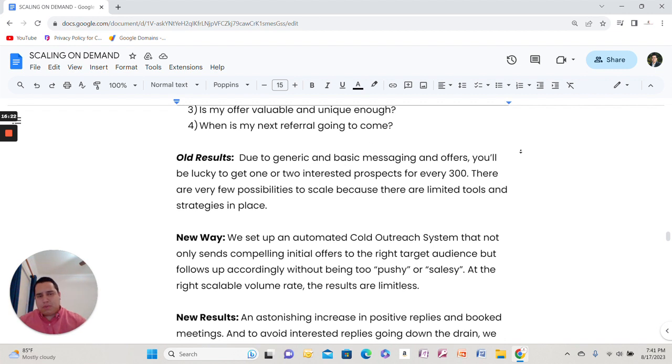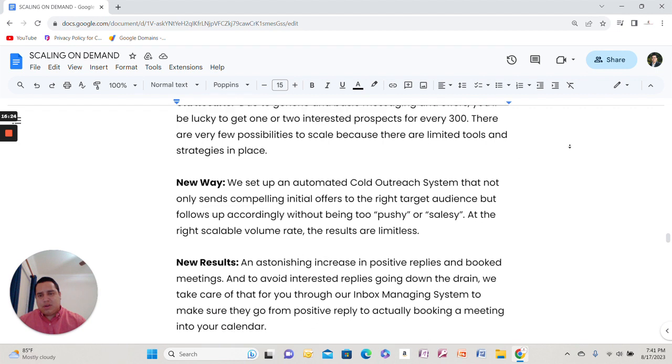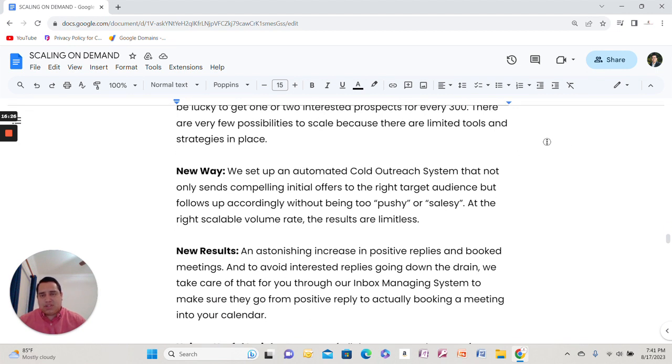So, what is it that we do different? We set up an automated cold outreach system that not only sends compelling initial offers to the right target audience, but follows up accordingly. Because it's not just about sending that initial message. It's about following up accordingly without being annoying, without being pushy, without being salesy. That's hard to do in the current times that we're living in.